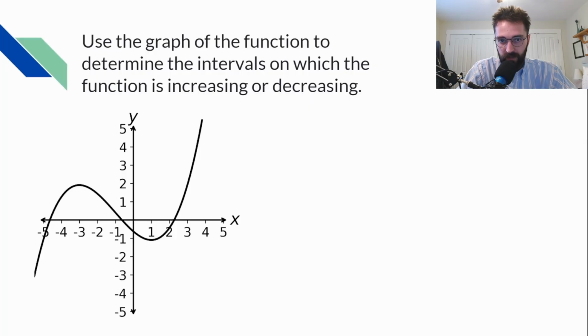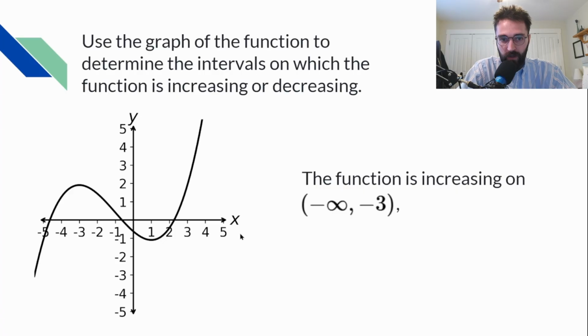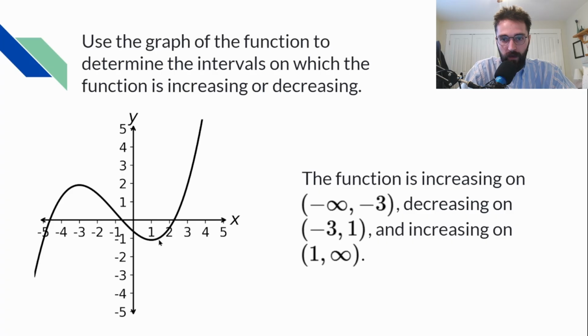Let's look at another problem like that where we're asked to determine the behavior of the graph, meaning we want to find out where the function is increasing or decreasing. We read this function again from left to right, and we can see that it increases from negative infinity up to negative 3. Then it decreases from negative 3 to positive 1, and then it increases from 1 to positive infinity. So that's the behavior of this graph.